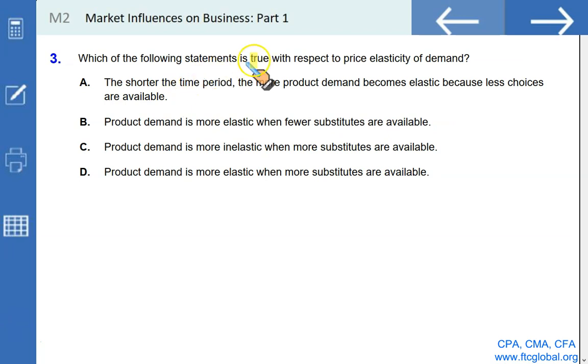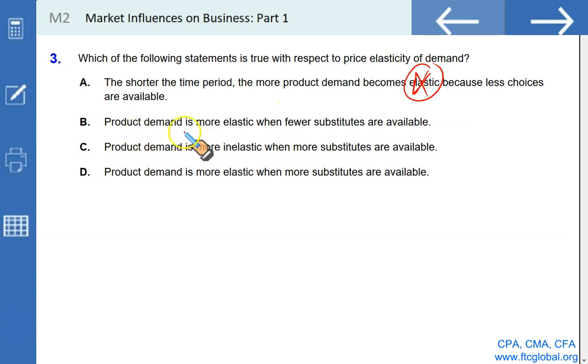Which statement is true with respect to price elasticity of demand? The shorter the time period, the more product demand becomes elastic because fewer choices are available. That's incorrect. If you simply replace elastic with inelastic, then this would be the correct option. Remember, the longer the time period, the more product demand becomes elastic because more choices are available. So this is an incorrect option.